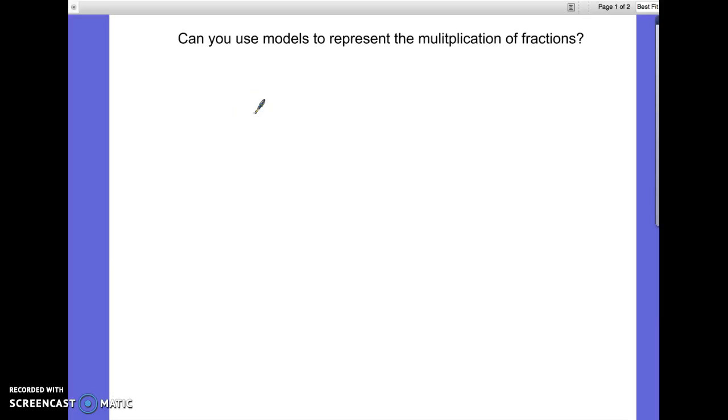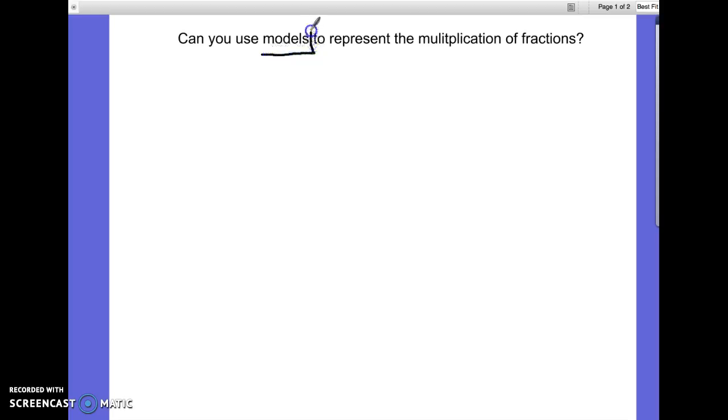Today in math, we are going to be answering the question, can you use models to represent the multiplication of fractions? Last week, we focused on using models to represent addition and subtraction of fractions. This week, we're going to be doing the exact same thing, but we're going to be using multiplication.